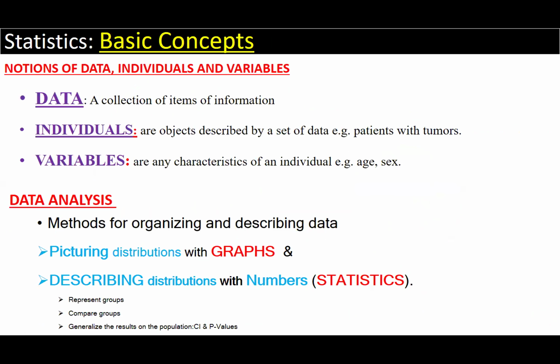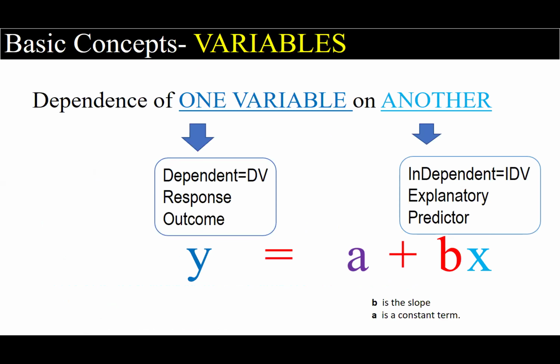So data is information which you collect from the population in question, okay? And the subjects we are studying are called individuals. The characteristics of the subjects which we are measuring are what we call the variables. So when you collect data and you analyze, you can present it in the form of pictures, what we call graphs, okay? Or you can analyze it in numbers, and we call it statistics. So we're going to talk about the statistics of data today.